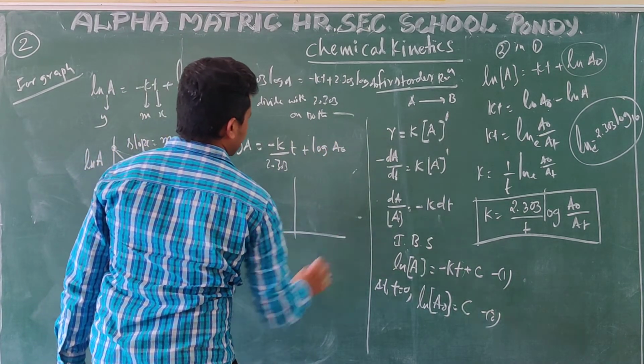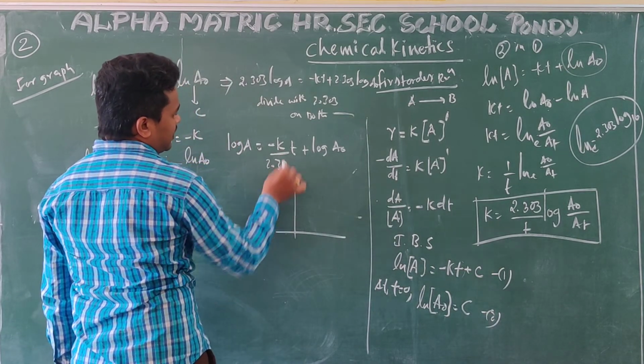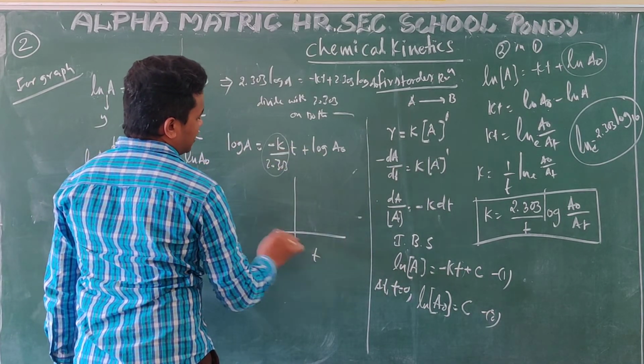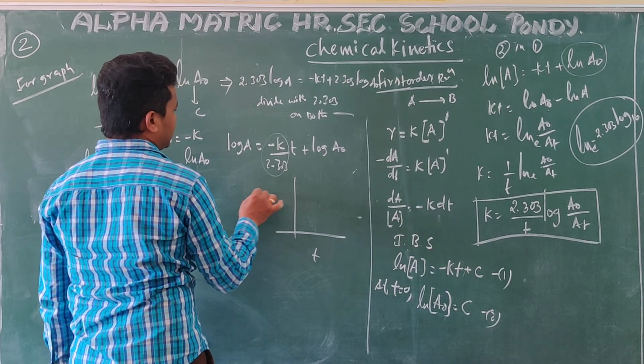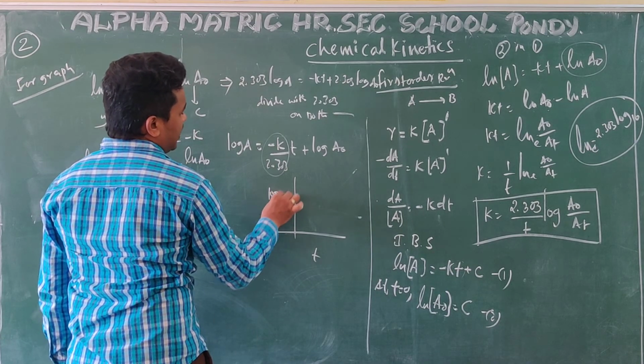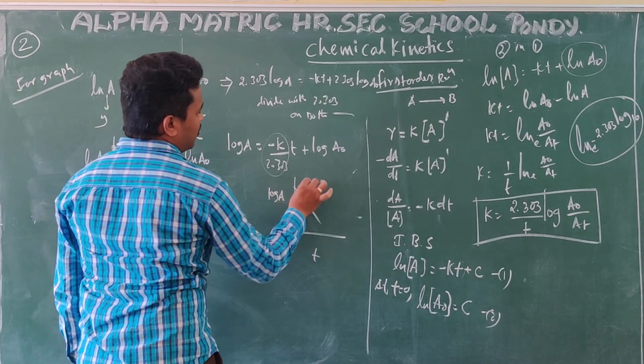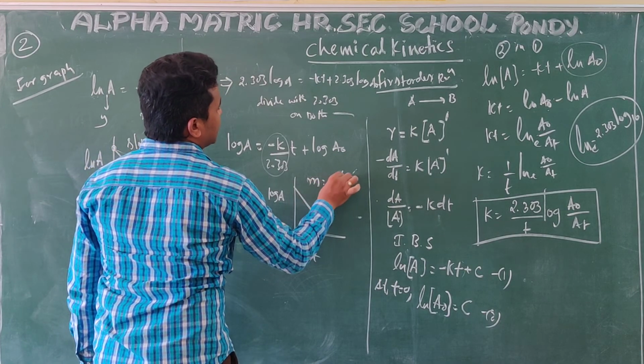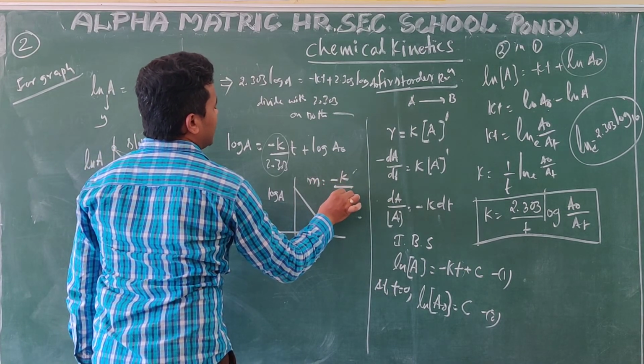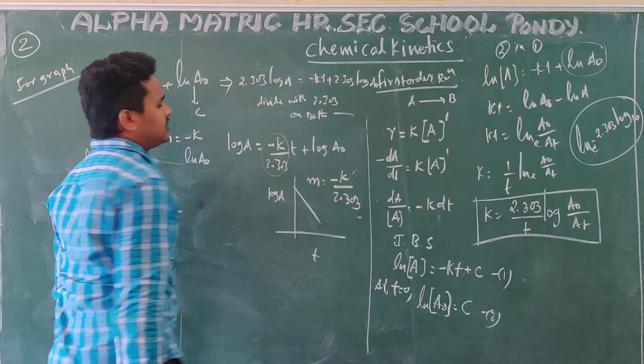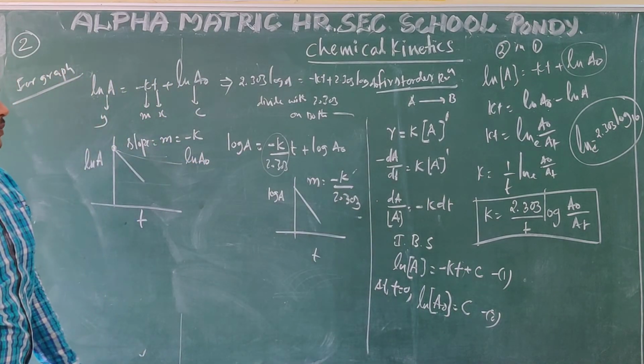For this also the same thing. Here t is there, the x value will be t, and the y value will be log A, with negative slope. What is the slope here? Minus k by 2.303. This is the graphical representation.